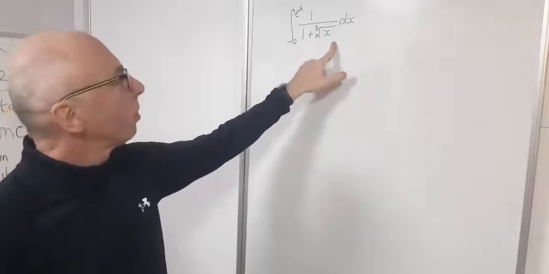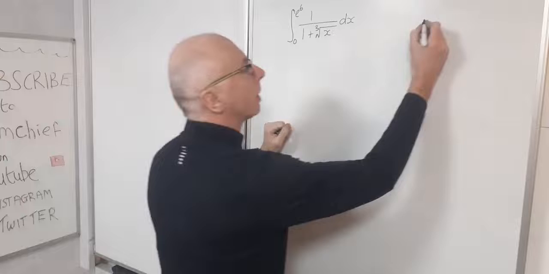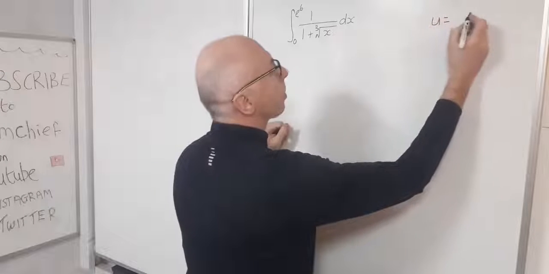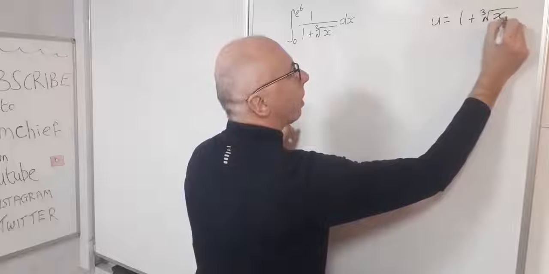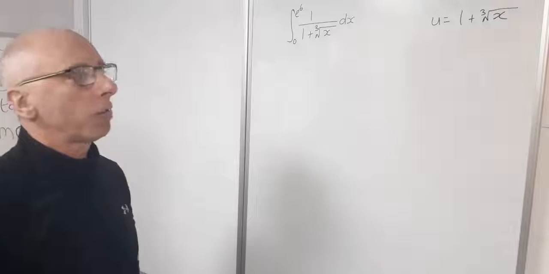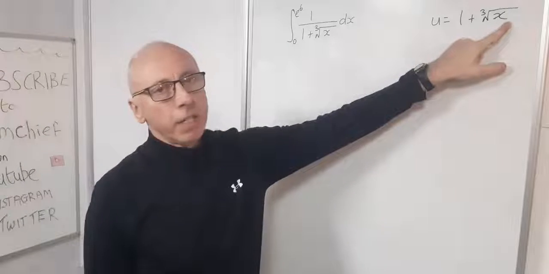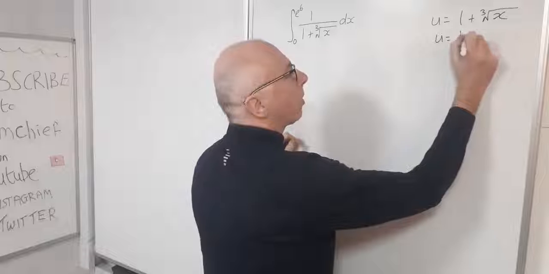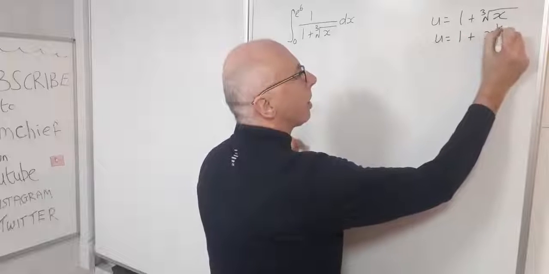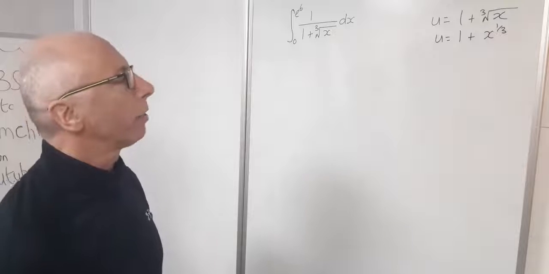So my chosen way here, I'm going to use my u substitution for the whole of my denominator. So let's write u equals 1 plus cube root of x. Now, when I'm dealing with derivatives and integrals, I like to put mine in indice format. So u equals 1 plus x to the third. That's easier to deal with.